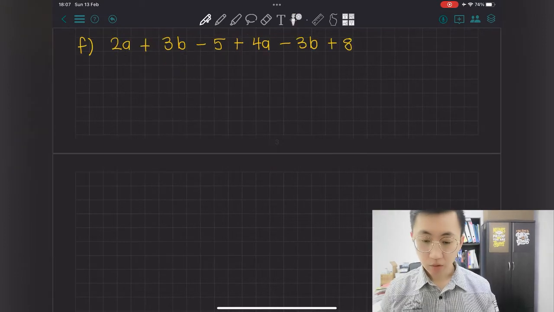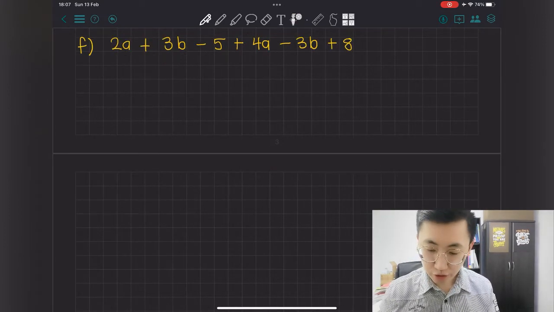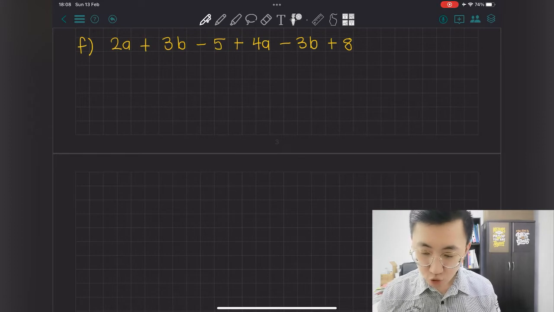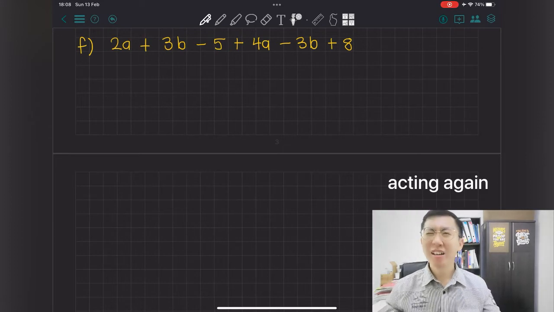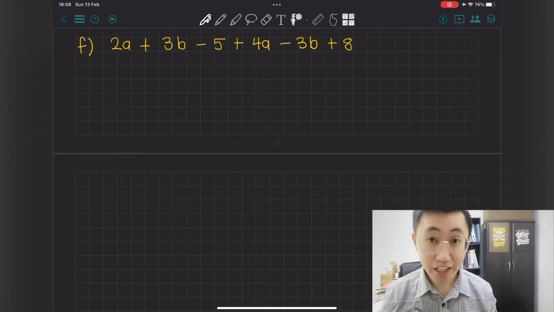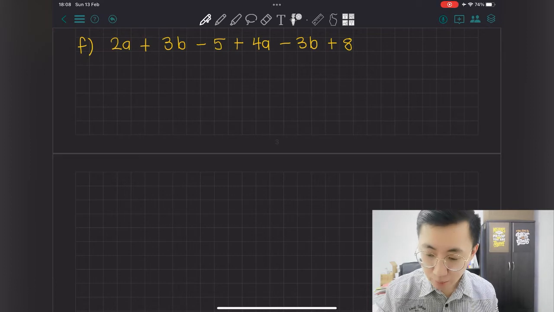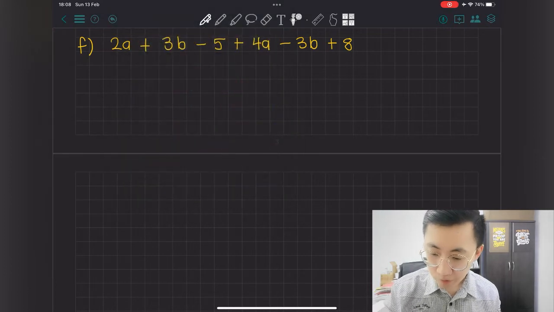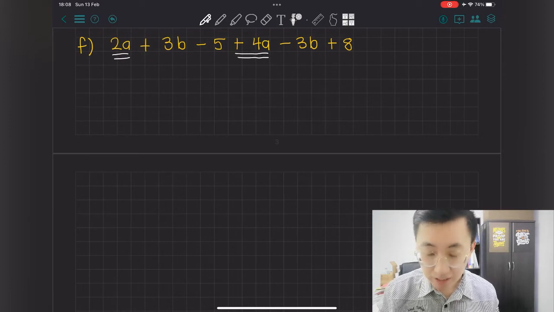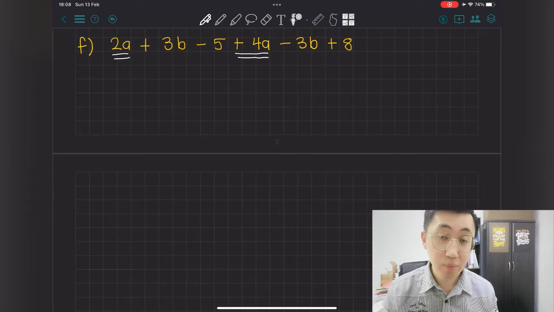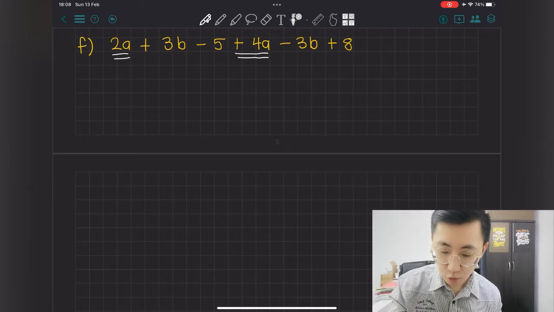Let's look at the last question, F: 2a plus 3b minus 5 plus 4a minus 3b plus 8. Wow, so many things to do. Don't be afraid, don't be scared. Just use a pencil and cross out. So I am going to do that. Look for the a family here. I can see plus 4a over here. Once you cannot find a family anymore, copy downward. So I'm going to do that.